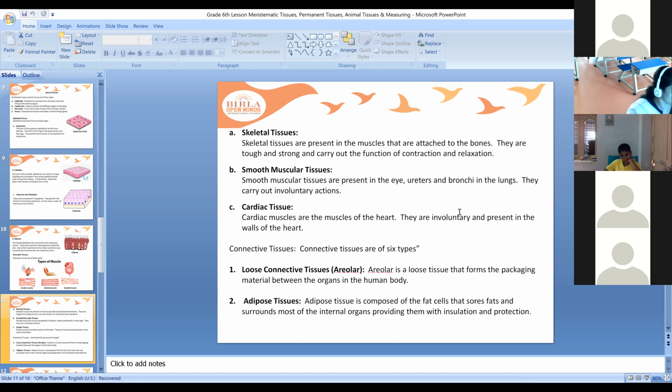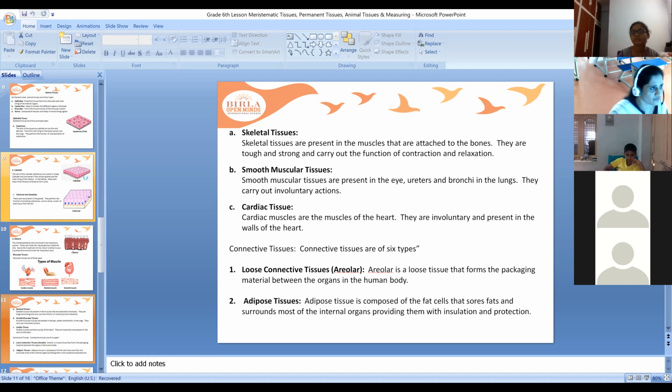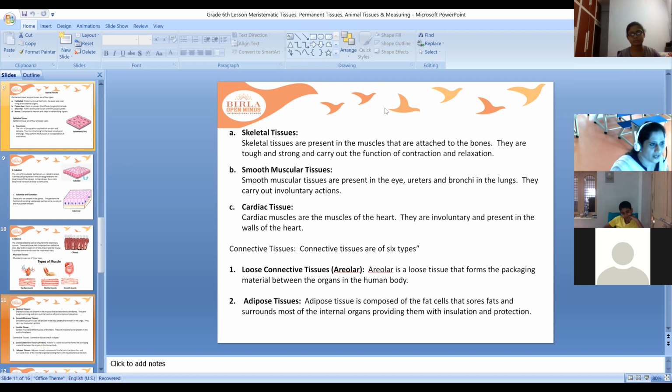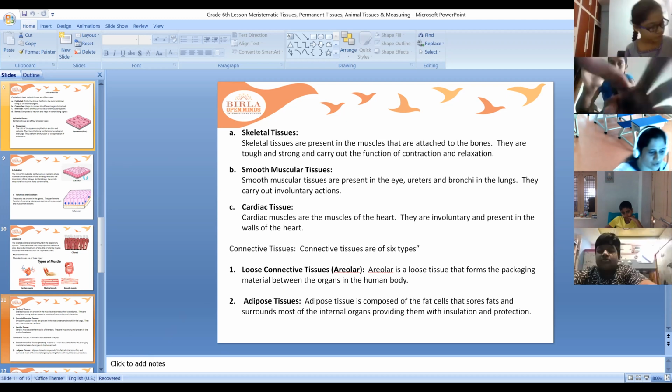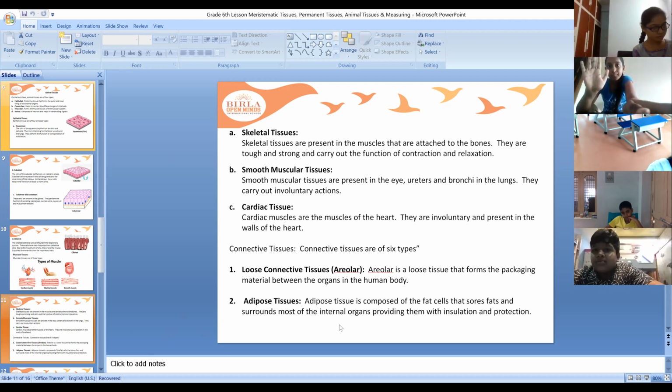So I hope you all have understood about the cardiac muscles, smooth muscles, skeletal muscles. These tissues help in different types of functions. They are present at different locations in different organs. So now coming to connective tissue. Connective tissues are of 6 types.